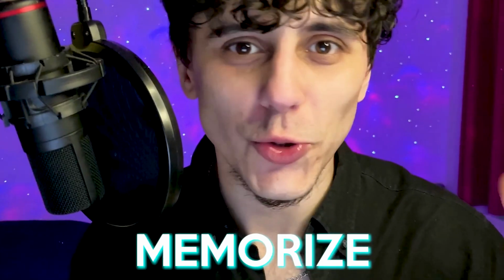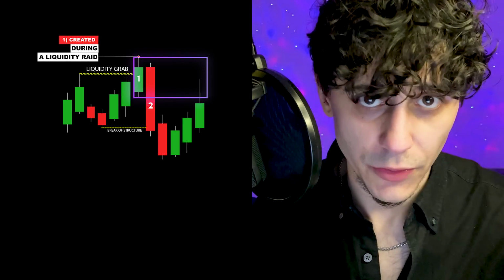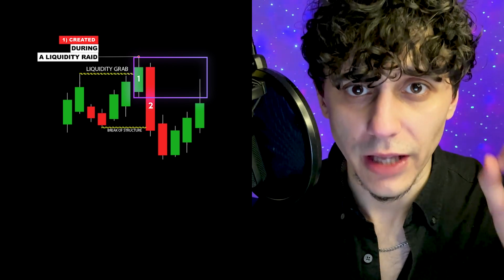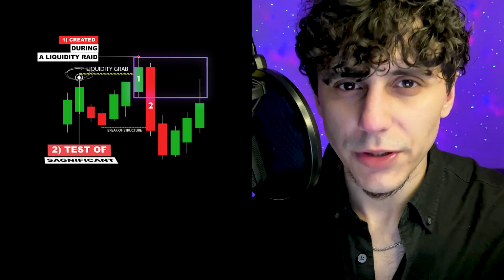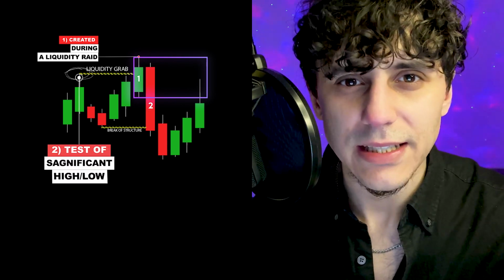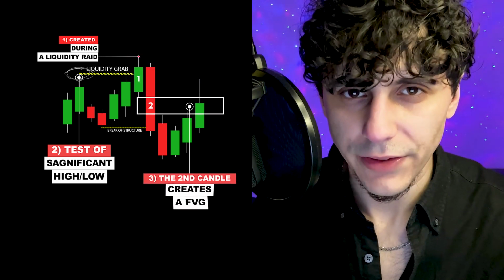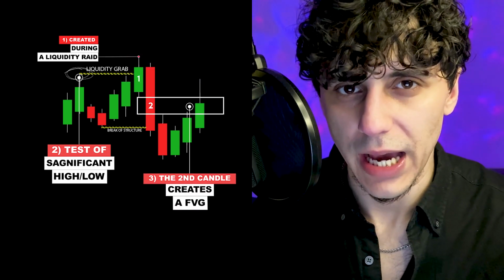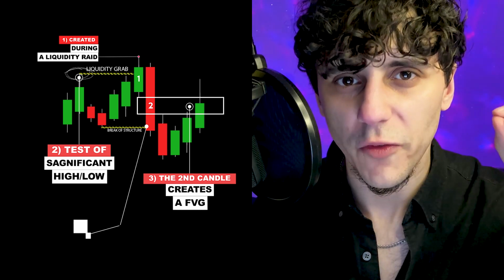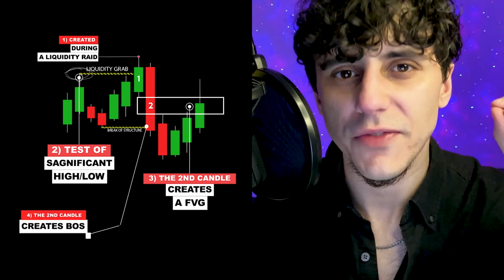So what should you memorize and practice? The primary one: the order block is created during the liquidity raid. Also consider additional factors to find reliable order blocks, such as the order block tests support or resistance zones, usually significant highs or lows. The second engulfing candle creates a fair value gap. After the order block formation, there is a break of structure.